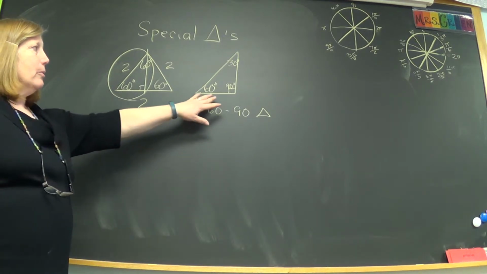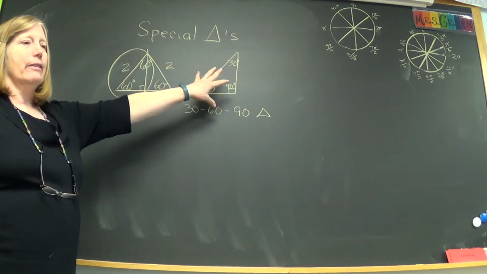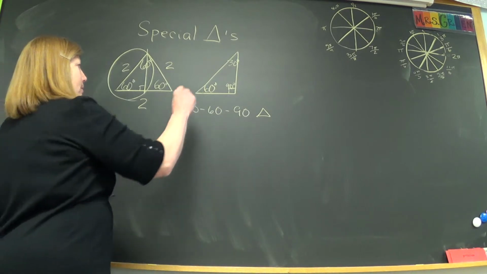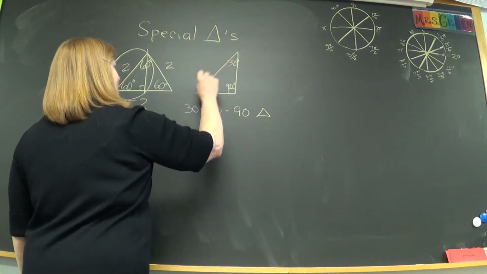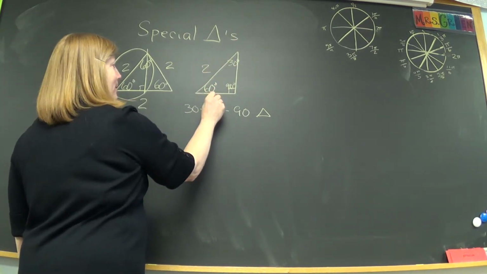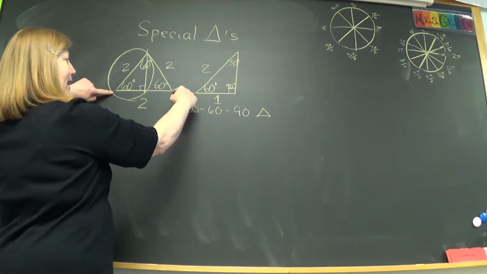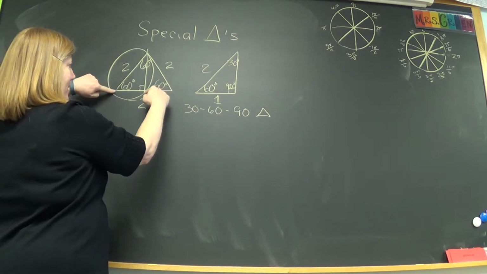And now in the one that we have moved over here, they're going to change. So Allie, what's this side now? 2. It's still 2. What's this one? 1. Right, do you see where she got that? We took the length of 2 and cut it in half.